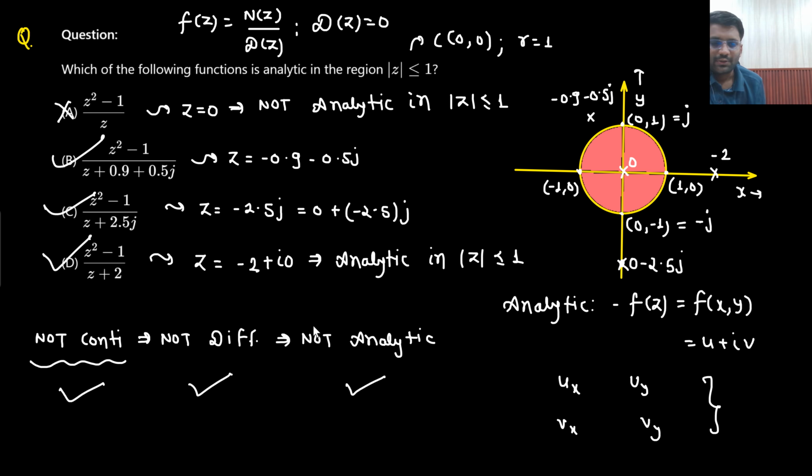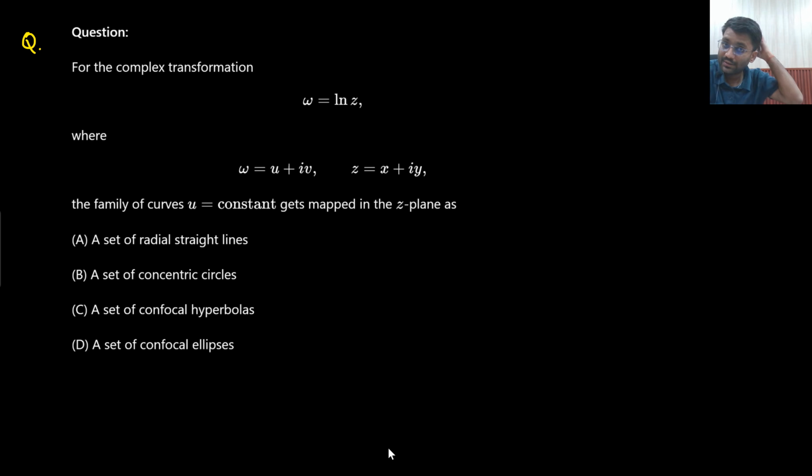Let's go to the next question. So it will be analytic at B, C, D, but not at A, which is lying inside. Understandable?